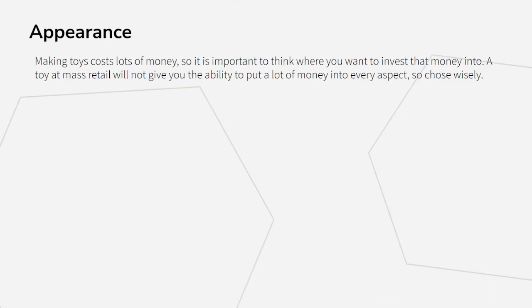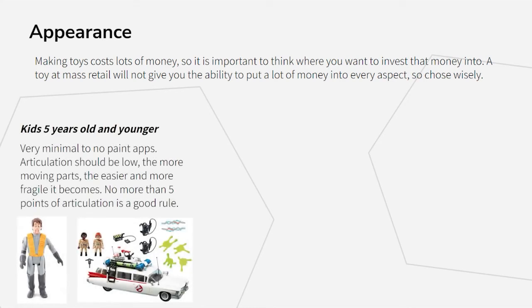Appearance. Making toys costs a lot of money, so it is important to think where you want to invest that money. At mass retail, we unfortunately cannot put money into every single aspect of a toy that we want. So we can't go throwing money at paint, sculpt, size, accessories. We have to pick and choose. So for kids 5 years and younger, there's typically very minimal paint applications and very low articulation for the most part. Most of these toys are simply molded plastic. There's very few paint applications. If you take a look at these, the colors are blocks of plastic molded in that color as opposed to printed on or painted details.